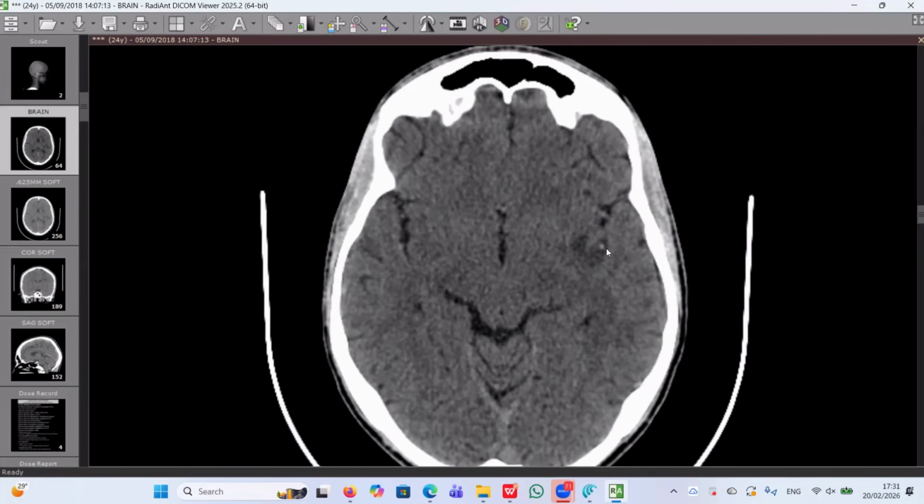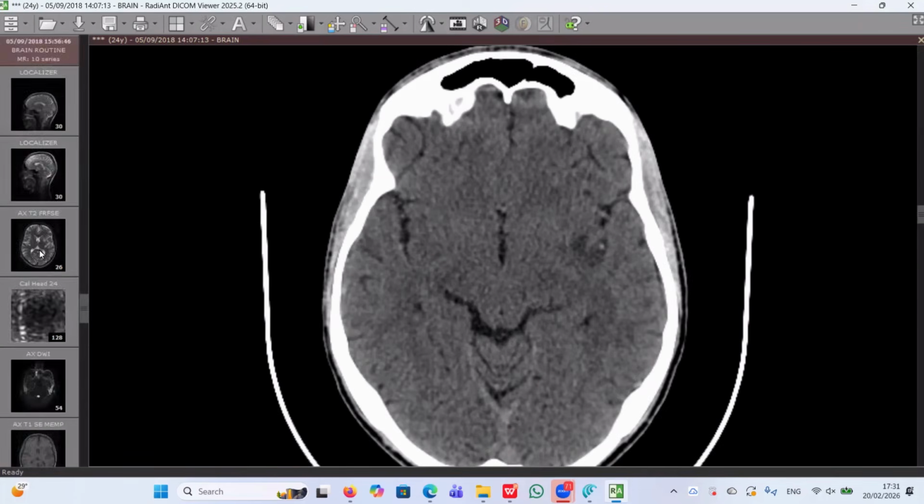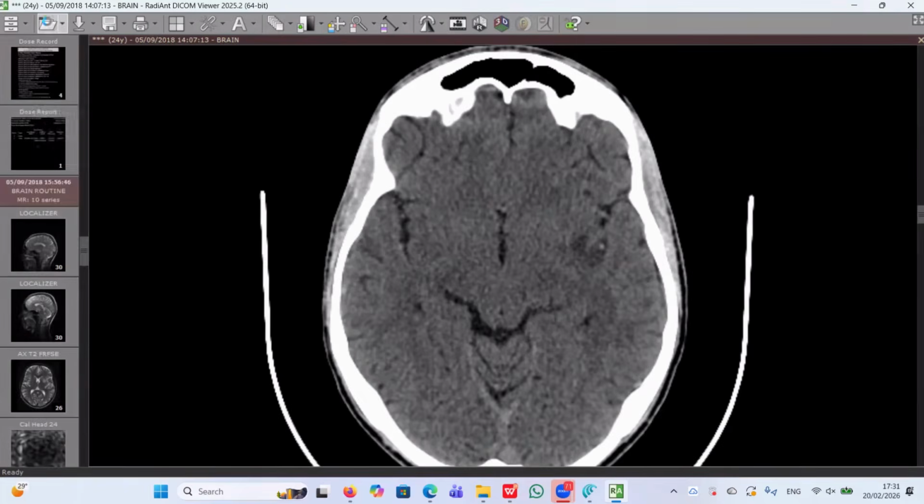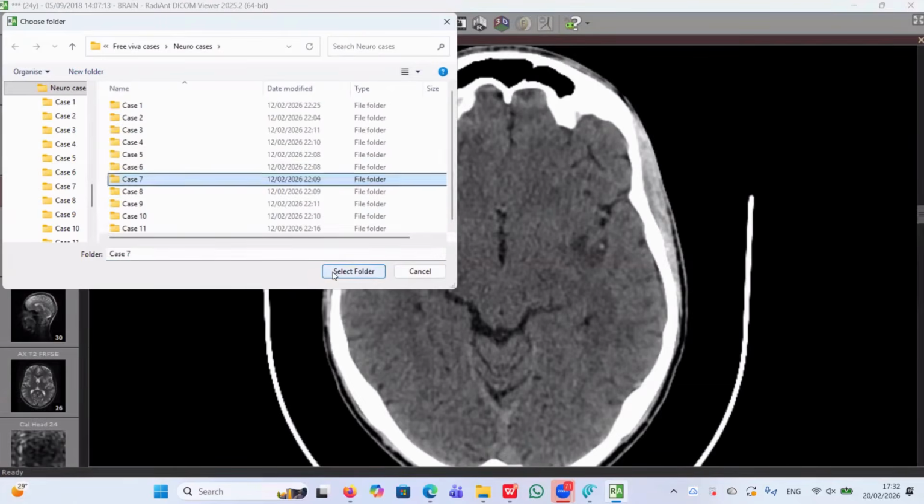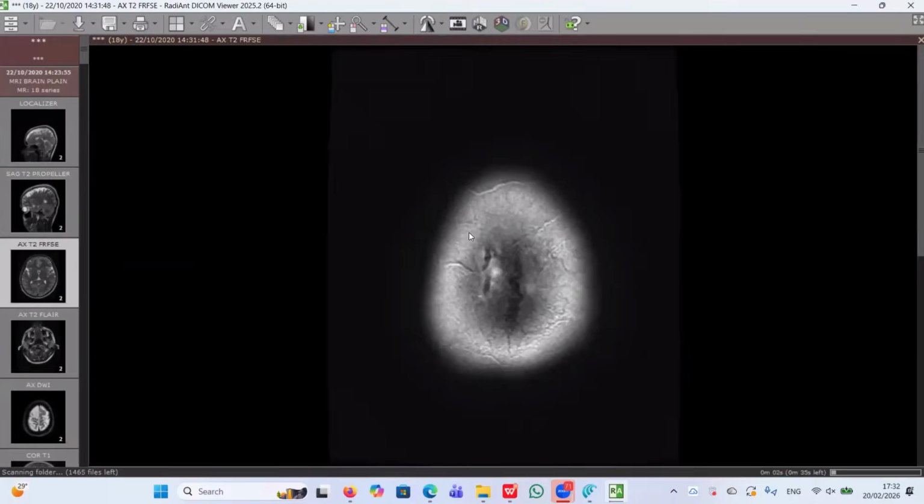So all of these features are the guidelines. If the patient is complaining of neurological deficits and you couldn't pick up any abnormality in the CT, MRI can help you to detect any acute ischemic attack. So these are the guidelines in any case of acute stroke. Let's go to the next case.